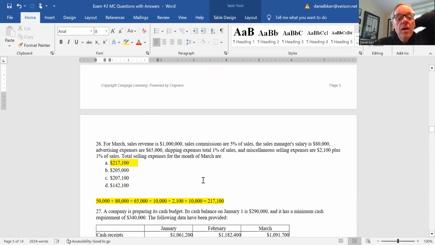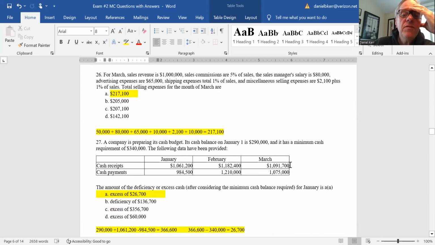Okay, next one. Total selling expenses for the month of March. Selling expenses are 5% of sales, which is 50,000. Sales manager's salary of 85,000. Advertising of 65,000. Shipping expenses are 1% of sales, and 1% of sales is 10,000. Plus selling expenses, again 1%, and 1% of sales is another 10,000. So your total selling expenses there are 217,000.